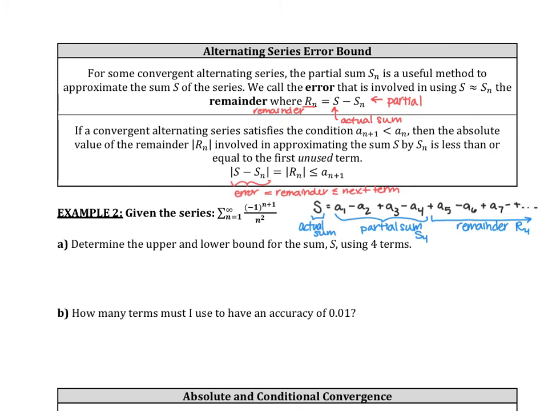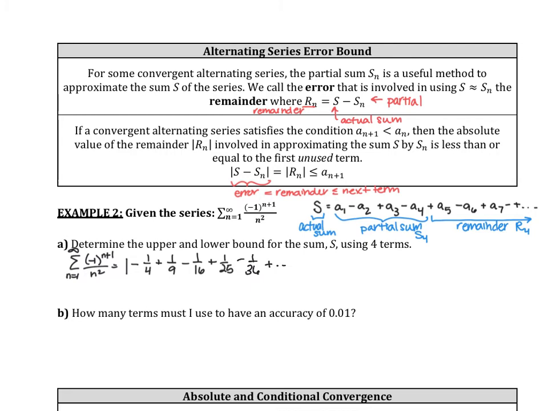Okay, so this allows us to determine an upper and lower bound for our sum. So let's look at the series that we're given. First of all, it needs to be alternating. We already know it is. We know it's convergent because we did this one in the first example. And so if I look at the terms of this series, we have (-1)^(n+1) over n squared. My terms would be 1, minus 1/4, plus 1/9, minus 1/16, plus 1/25, minus 1/36, plus, right, we just keep going.